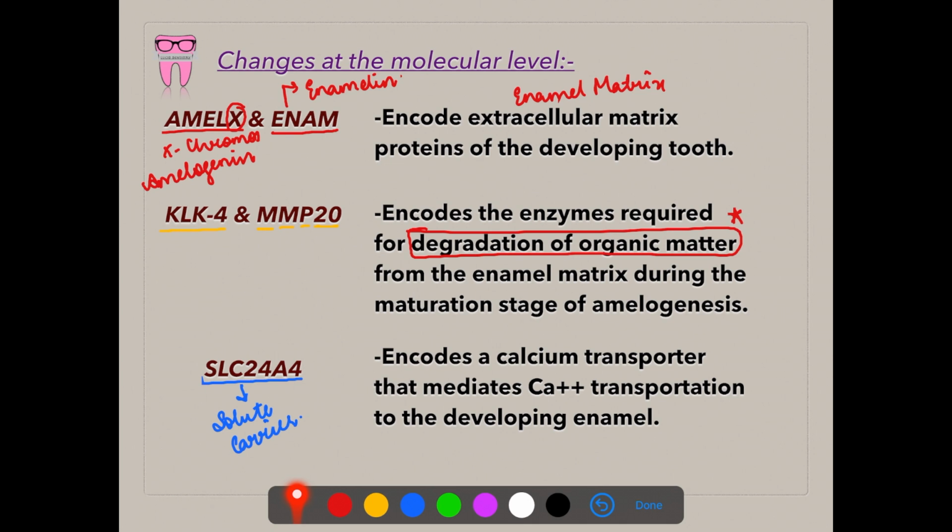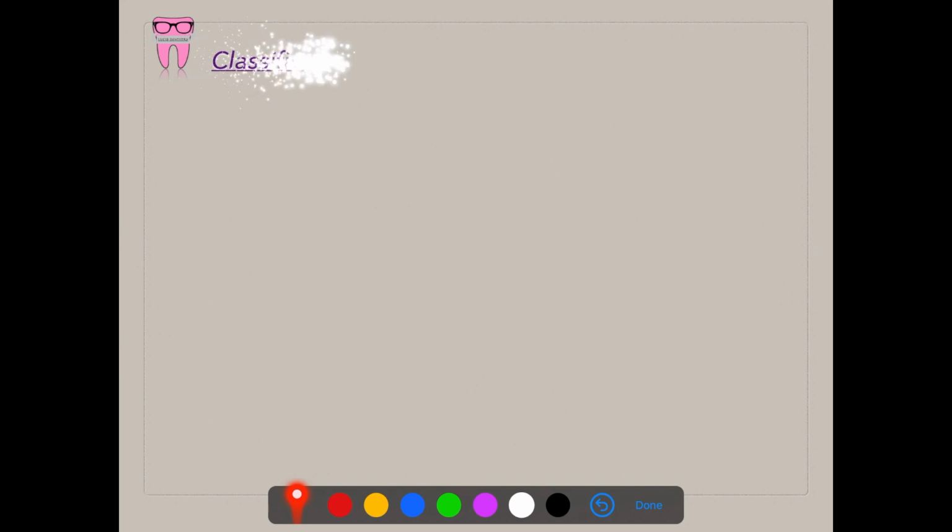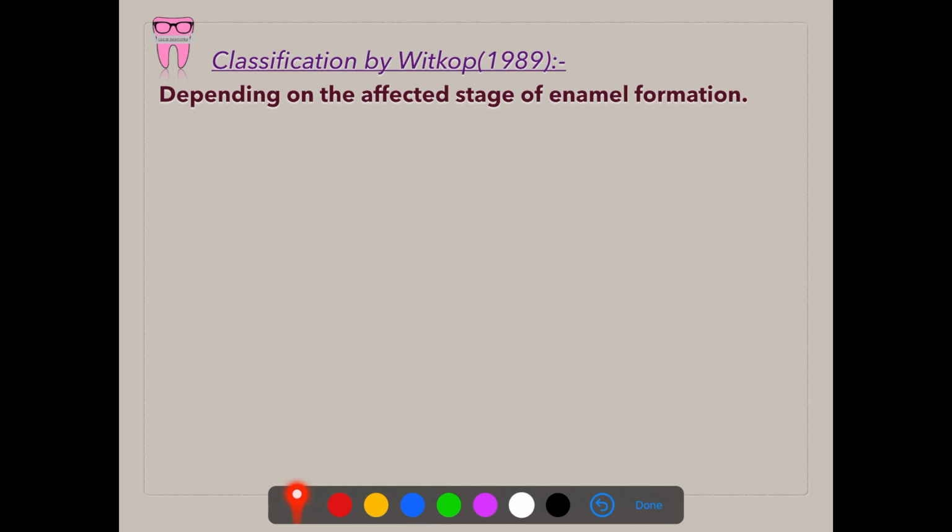Okay, you need not remember all these genes in detail. All you need to remember is the first two genes, that is AMELX and ENAM. The mutations in these two genes are the most common cause of amelogenesis imperfecta. Now let's move forward to the different types of amelogenesis imperfecta. Amelogenesis imperfecta has been classified based on the stage of enamel formation which was affected, as well as based on the clinical features, how the amelogenesis imperfecta appears.